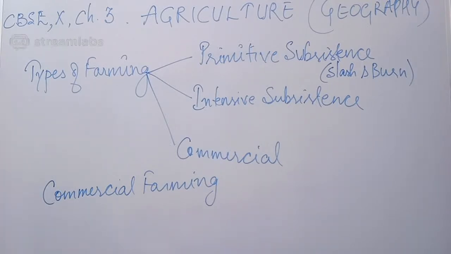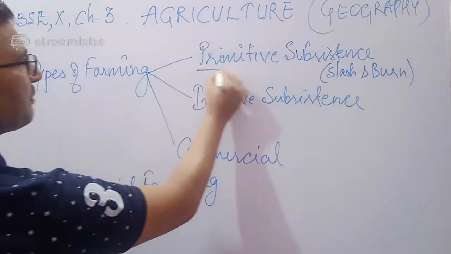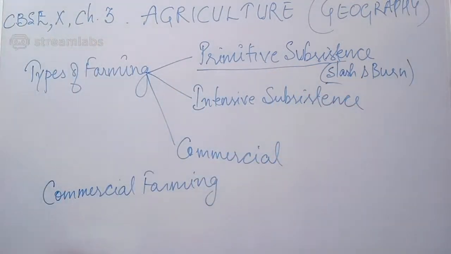My first point is primitive subsistence farming. Now what is it? This type of farming is still practiced in a few pockets of India. It is practiced on small patches of land, meaning lands which are very small in size, with the help of primitive tools, meaning tools which are commonly used in agriculture, like hoe, dao, and digging sticks.